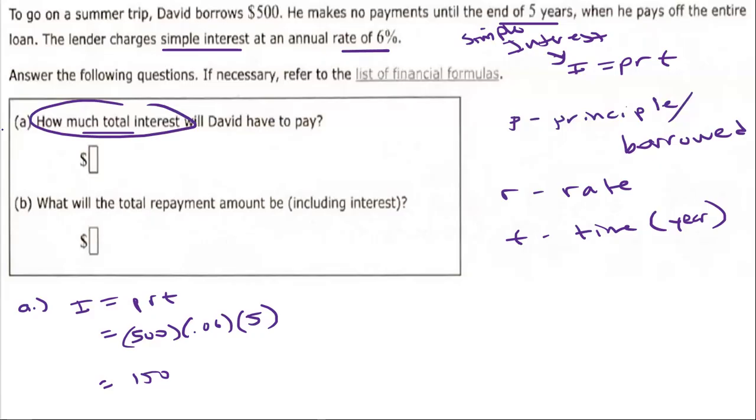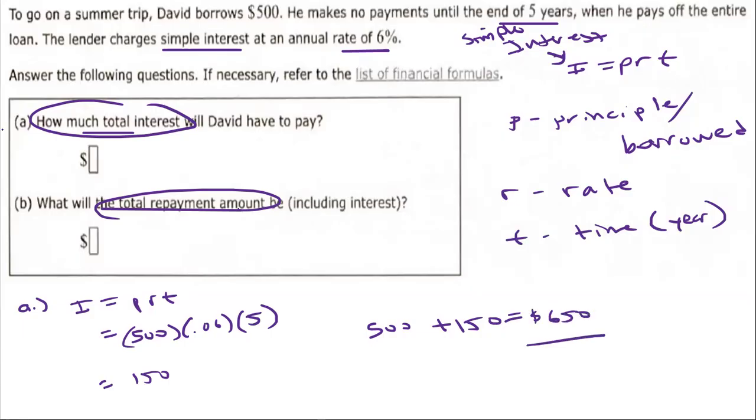So that's how much total interest has occurred on his account. Part B says, what will the total repayment amount be? So we just take the $500 that he borrowed and then add the 150 that has occurred in interest. So that's a total of $650.